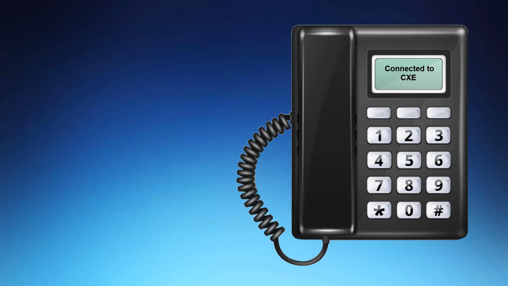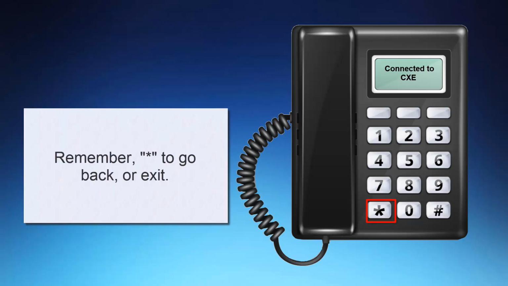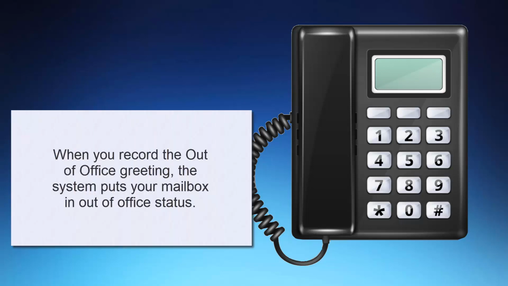To change immediate message notification, press 1. To record at any time during this, thank you for calling. So notice, by recording an out-of-office greeting, our out-of-office greeting is now on. So now every time we log in, the system will tell us that our out-of-office status is on and give us an opportunity to take out-of-office status off.